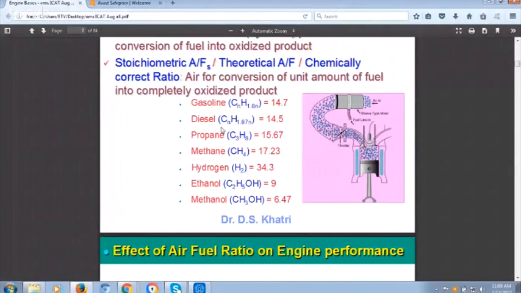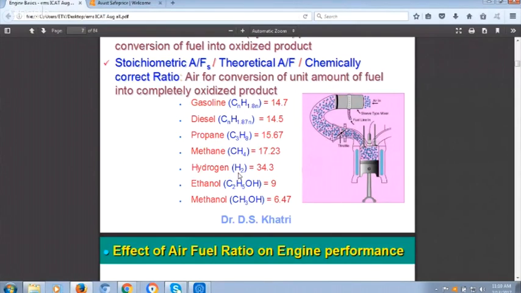Anyway, this is giving the stoichiometric air fuel ratio for different fuels. Gasoline, CnHm, assuming n is 8 and m is 18, then diesel is like this, propane, methane is CH4, methane is CNG. In the after-lunch class lecture, we will cover alternate fuels. In that we will cover CNG and LPG, methane and propane also. Hydrogen H2. Now this is the only fuel which doesn't have carbon.